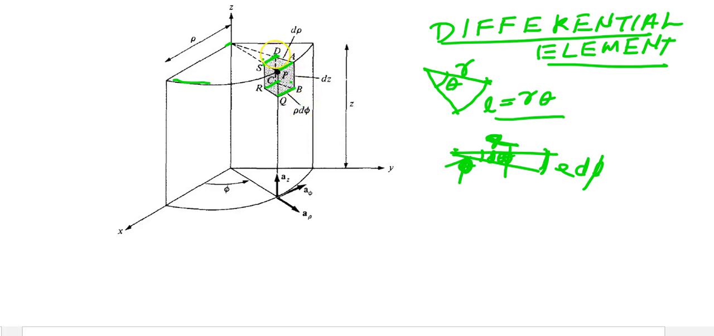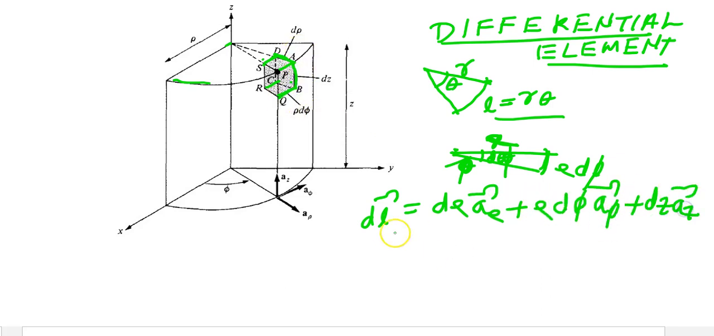And this length is very simple: d rho, and dz. So the length parallel to the phi direction is rho d phi, parallel to the rho axis is d rho, and parallel to the z axis is dz. That is our differential displacement. And the differential volume is the product of these, because they are infinitesimally small and I can multiply them all: rho d rho d phi dz.